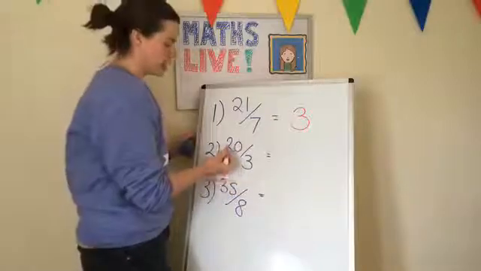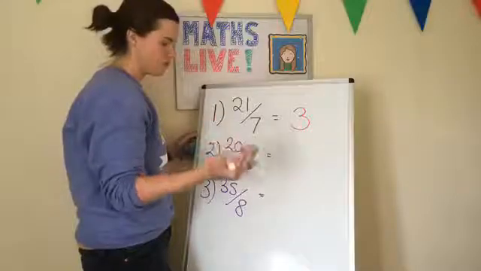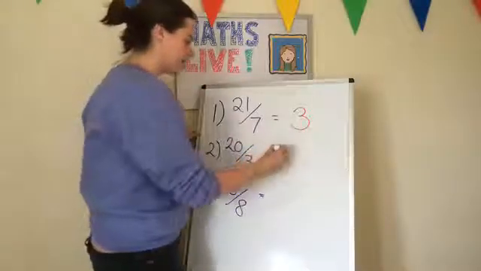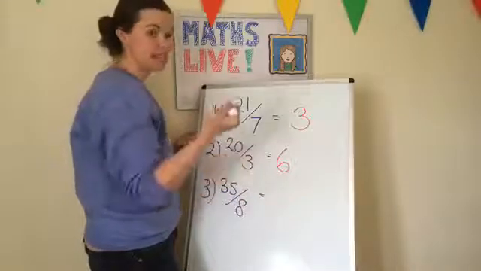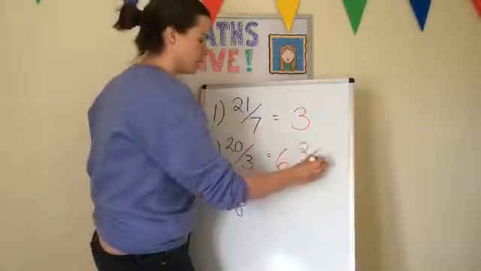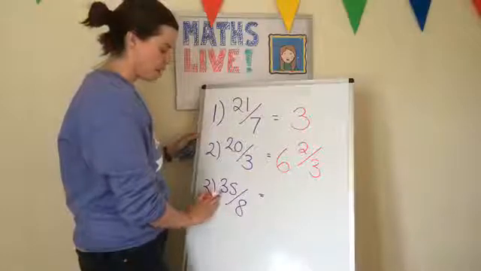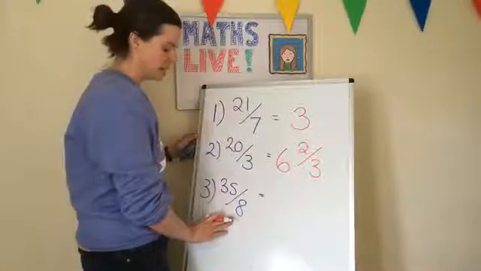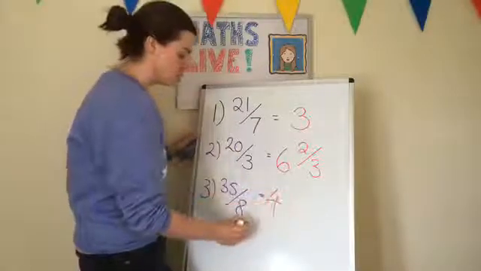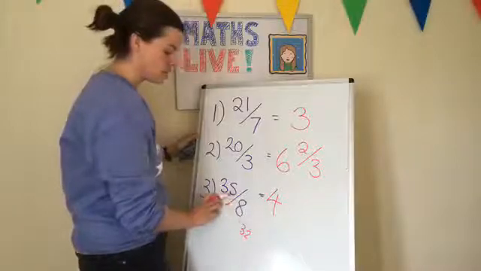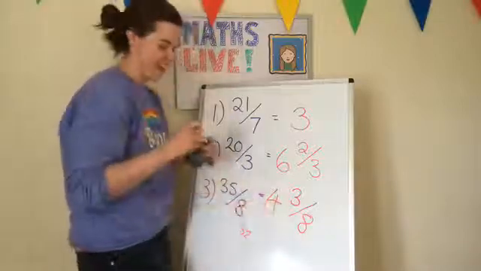With this one, 20 divided by 3. So 3, 6, 9, 12, 15, 18. So that's 6. 6 threes are 18. How many remainders do we have? 18, 19, 20. 6 and 2 over 3. And then the last one, 35 over 8. So let's divide our numerator by our denominator. 1 eight is 8, 2 eights are 16, 3 eights are 24, 4 eights are 32. And then to get to 35 we need another 3, so there's 3 left over, 4 and 3 eighths.